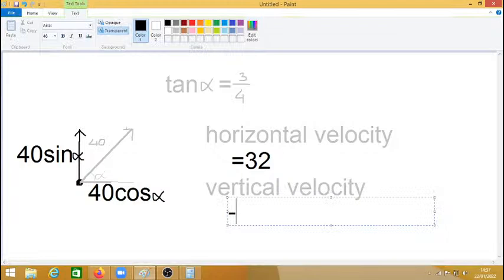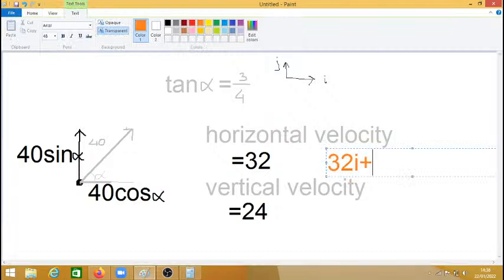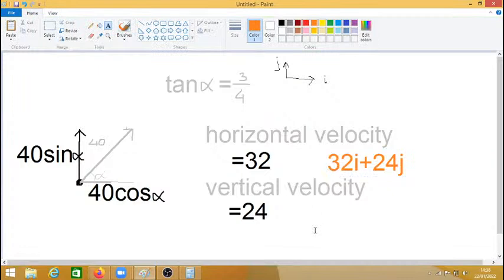And then how can I write that as a vector? The vector components are going across is I, we use the letter I, and going straight up is J. So we can use the I and the J components to combine that, and that would become 32I plus 24J.